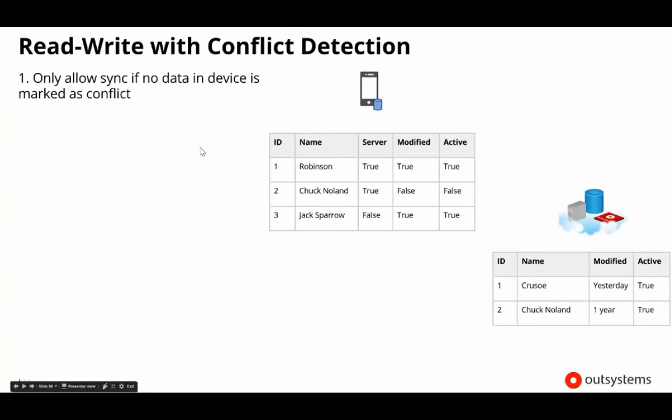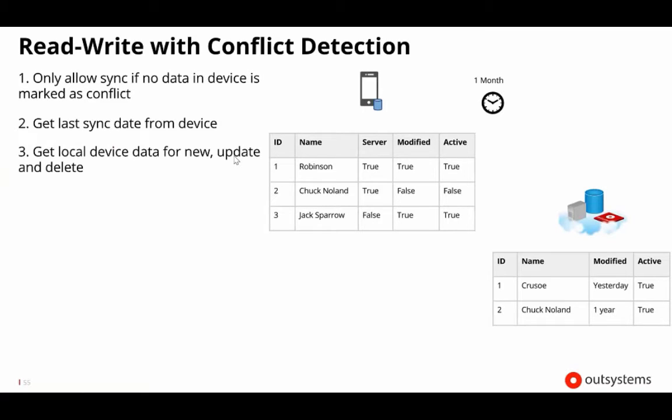Okay, one important thing in this process is that we should only allow the sync of the information if no data in the device is marked as a conflict. It doesn't make sense to try to synchronize data if there are unresolved conflicts in the device. Okay, the first thing is to get the last sync date from the device. In this example, we will use 1 month. So this was a device that was 1 month off the grid and is now trying to sync data.